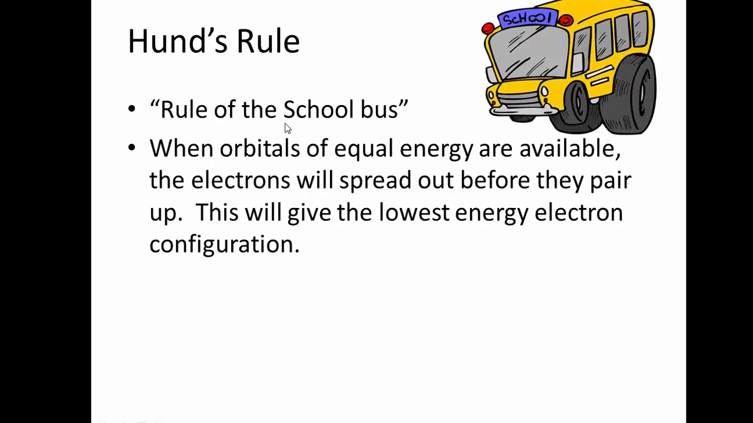Hund's rule is the rule of the school bus, which says that when orbitals of equal energy are available, electrons will spread out before they pair up. This will give the lowest energy electron configuration. We call this the rule of the school bus because if you go on a school bus or the light rail or a regular city bus, typically people will spread out into different seats before they start pairing up.